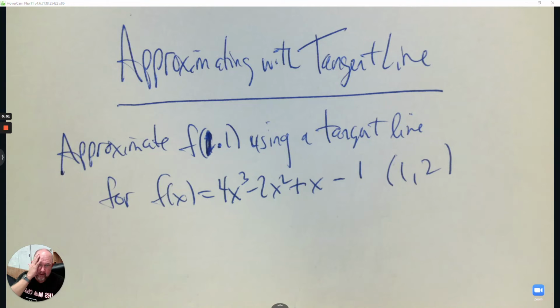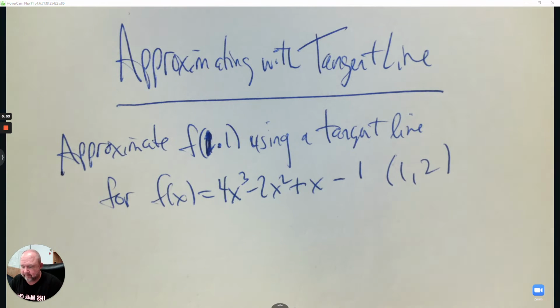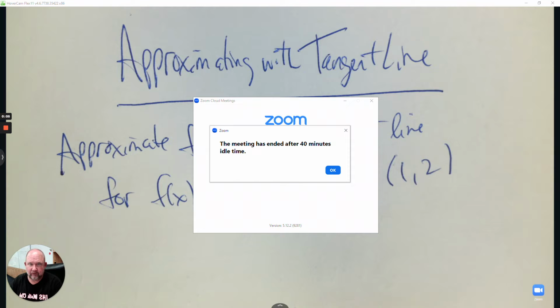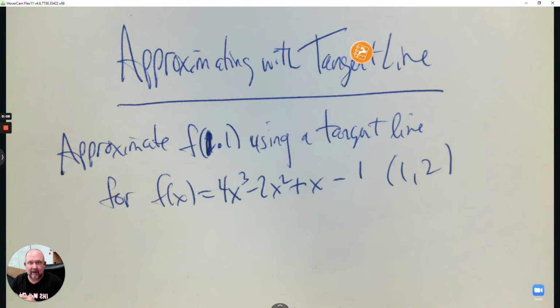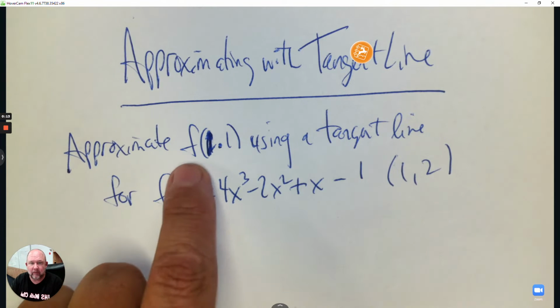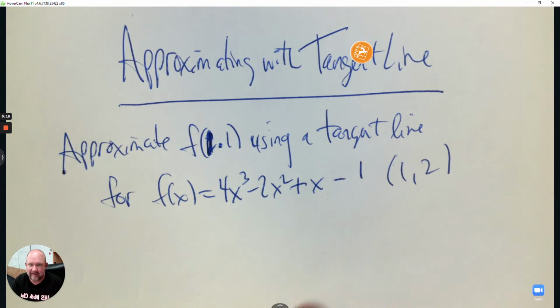This review is about approximating with a tangent line. Sometimes it's called linearization, where you just make it into a line. So you use a line instead of the equation you're given. So I want to approximate 1.1 of this function using the tangent line.